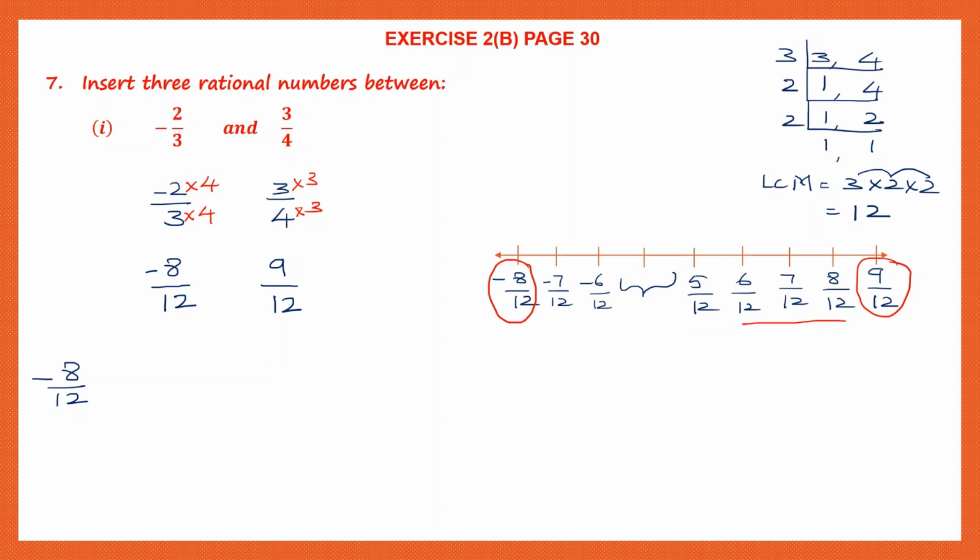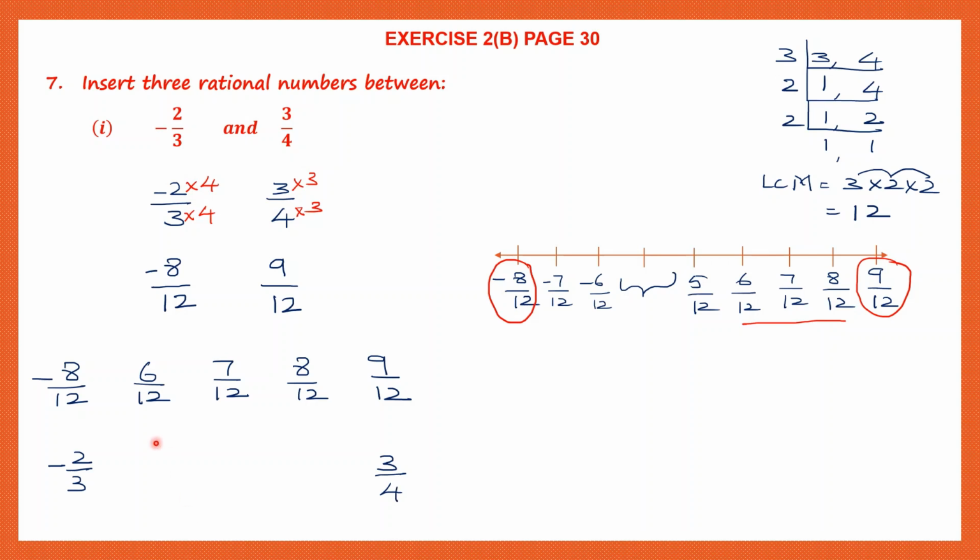So now I've taken 6 by 12, 7 by 12 and 8 by 12. And the other rational number that we have is 9 by 12, which we will write here. So that is 9 by 12. So now minus 8 by 12 is minus 2 by 3 from the question. So let's write minus 2 by 3 here. So we have minus 2 by 3, and 9 by 12 is 3 by 4. So let's write 3 by 4.